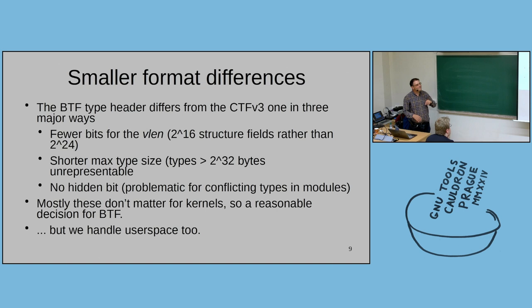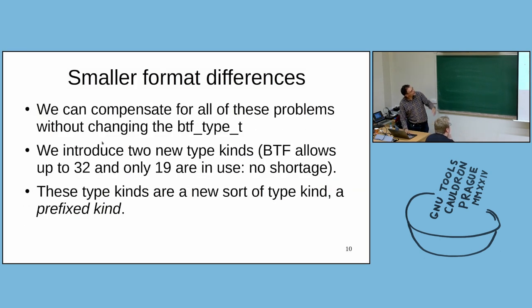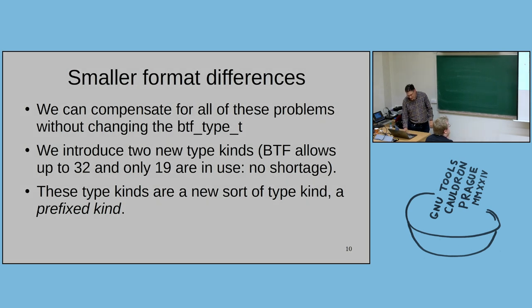And there is a hidden bit in CTF associated with every type, which simply says that if this is turned on, even if it's, say, an int or something with an actual name, you can't look it up by name. Which means you could add something else with the same name that you can look up by name. And under some circumstances, the deduplicator uses it. So we'd like to keep it somehow without forcing BTF to change. We can change all of this without breaking BTF. We can compensate for all of these problems. We do not need to change the BTF type struct and completely break parsing of all types of BTF.